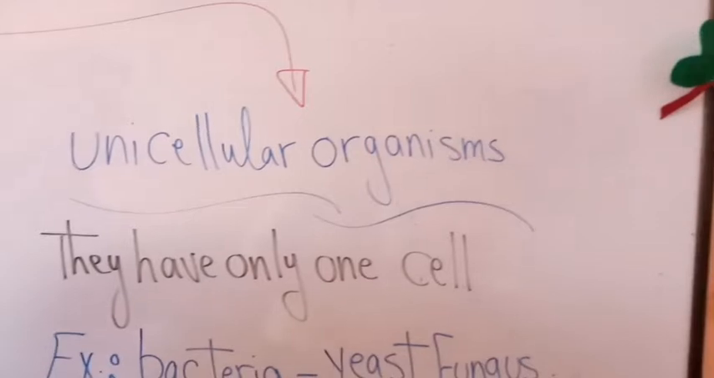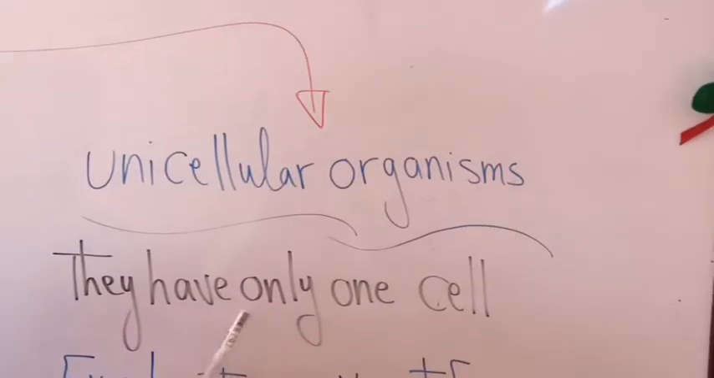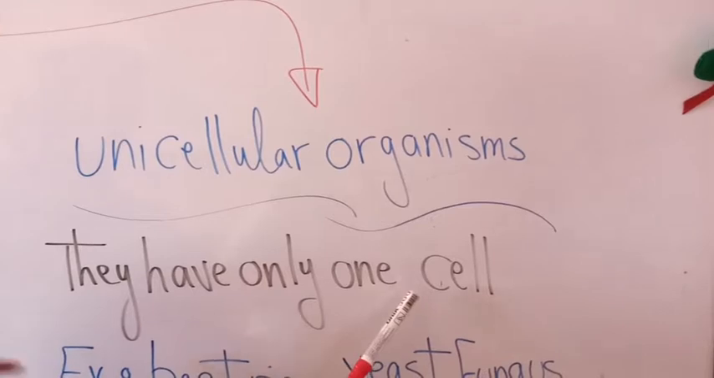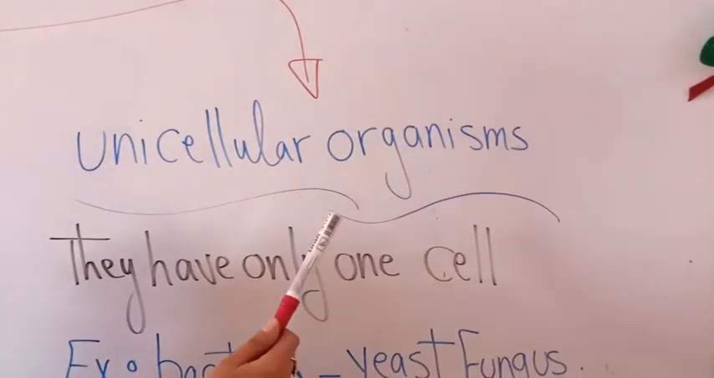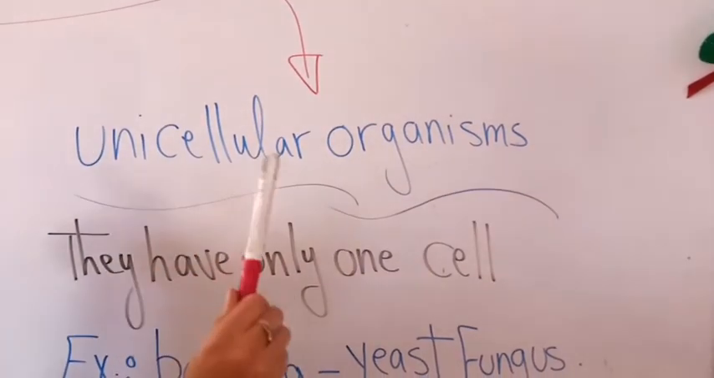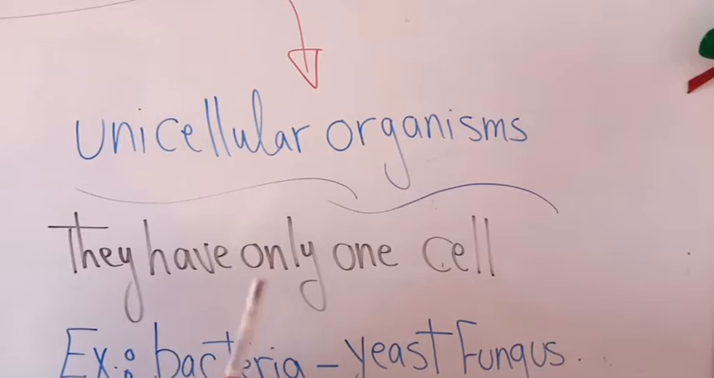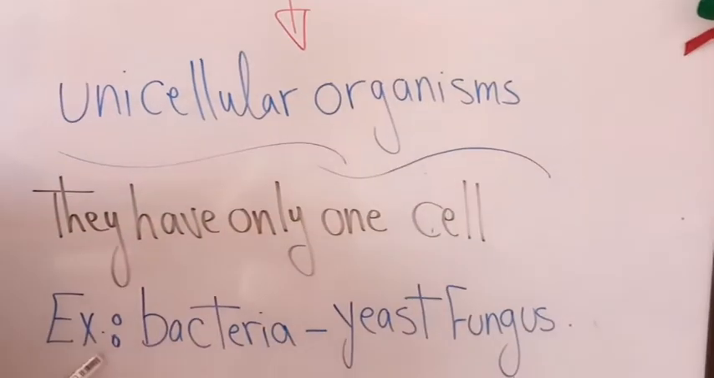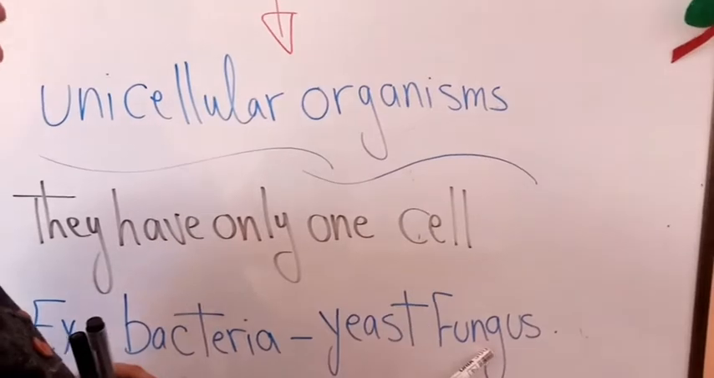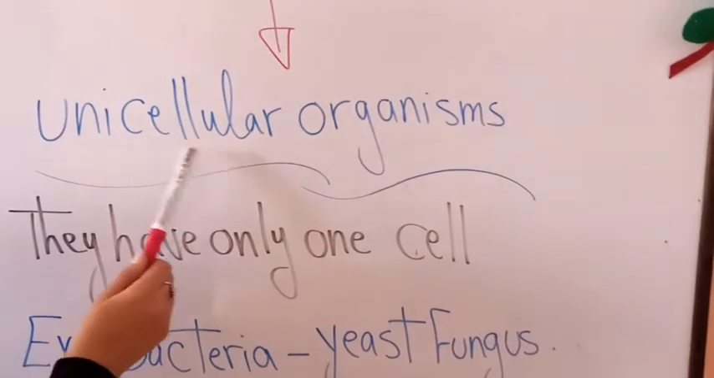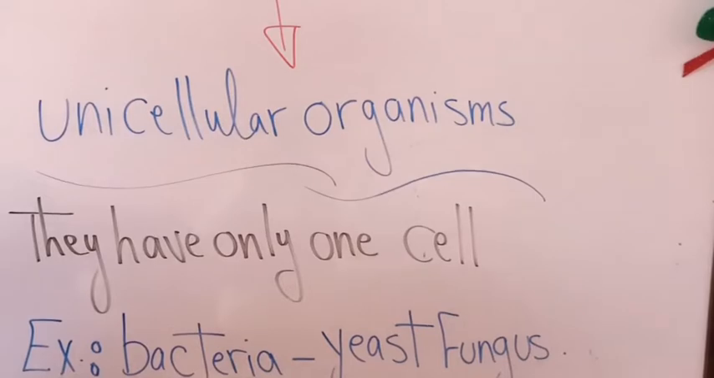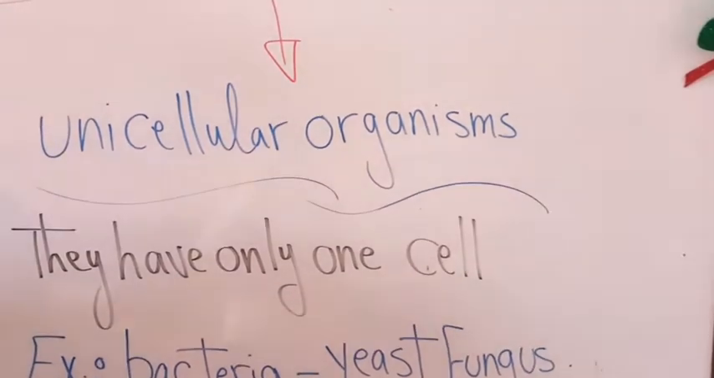What about the unicellular organisms? They have only one cell. Their body is composed of one cell only. Like what? Like bacteria, yeast, and fungus. They are the unicellular living organisms. They have only one cell, like bacteria, yeast, and fungus.